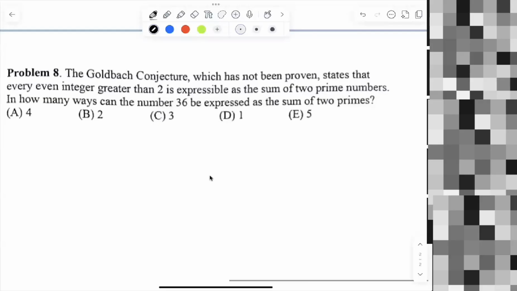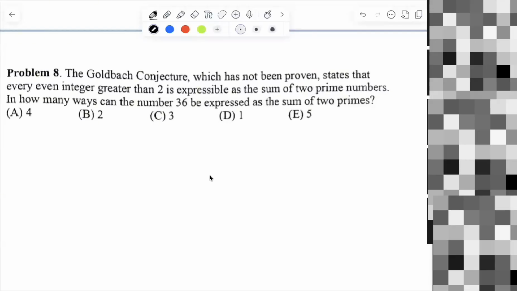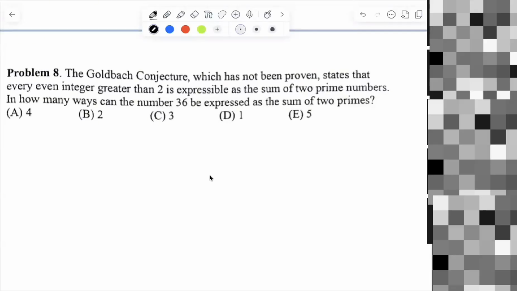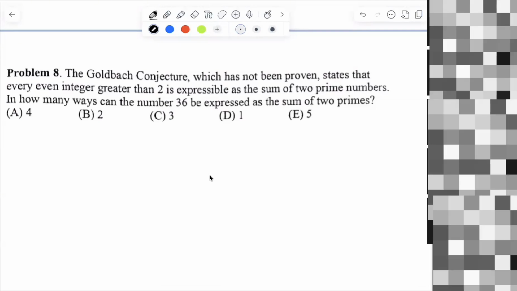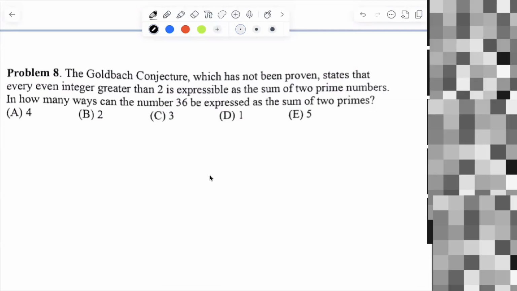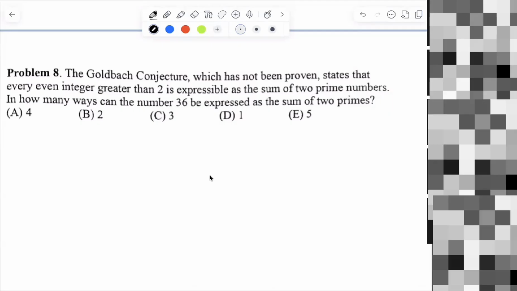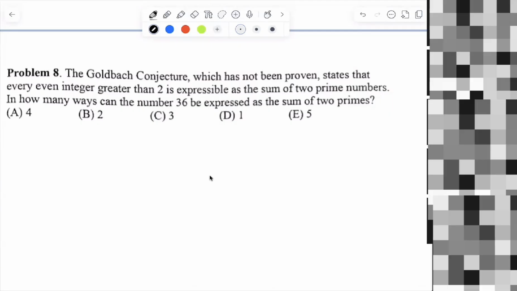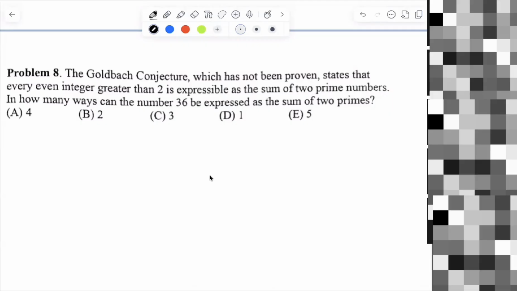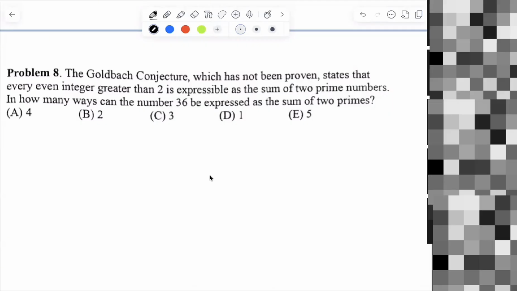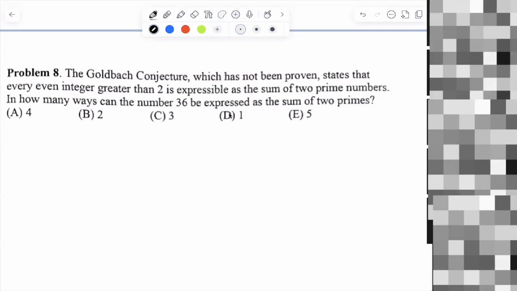Alright, let's start with problem 8. The Goldbach conjecture, which has not been proven, states that every even integer greater than 2 is expressible as the sum of two prime numbers. In how many ways can the number 36 be expressed as the sum of two prime numbers? Let's take a try at this question and tell me through chat.